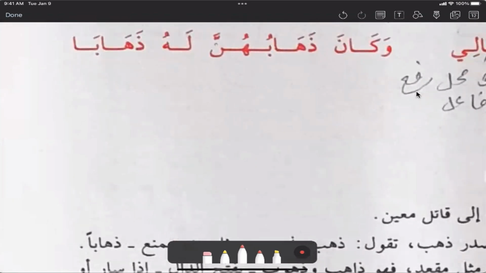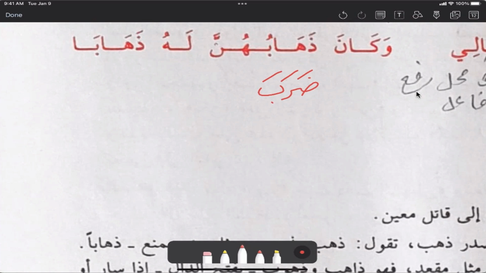All right. Now, you know you have something called masdar. You have the madi verb. Let's say daraba. Daraba. You have the mudari, the present-future verb. Yadribu. And then you have the source of the verb, darba, darban.